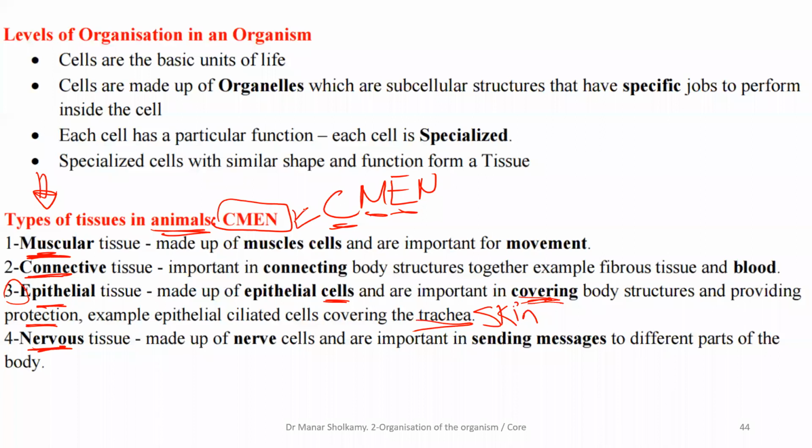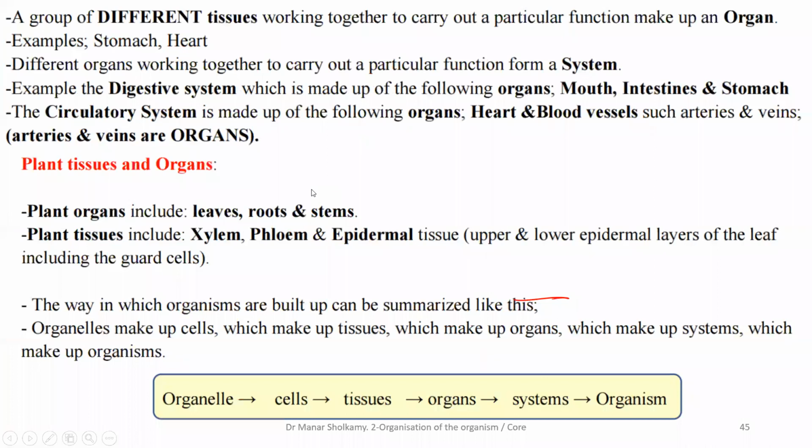Plant is also an organism that is made up of organs and tissues. Now the tissues found in plants are the xylem, some of you said it and you are correct, phloem, and epidermal tissue. In case you don't know, xylem transports what? Water, minerals. Phloem transports glucose, sucrose and amino acids. If you are confused, phloem for now is the tissue in the plant that carries food inside the body of the plant.